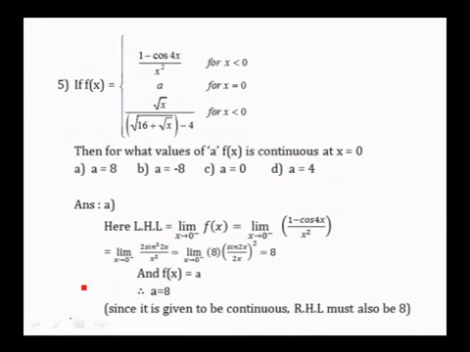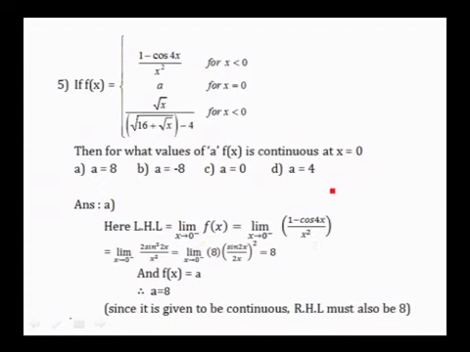So, here you are having three options. f(x) is (1 minus cos 4x) over x square for x less than 0, A for x equals 0, and root x over root of (16 plus root x) minus 4 for x greater than 0. Here, for the left hand limit, I should take the value for x less than 0. Limit as x tends to 0 minus of f(x) means (1 minus cos 4x) over x square.